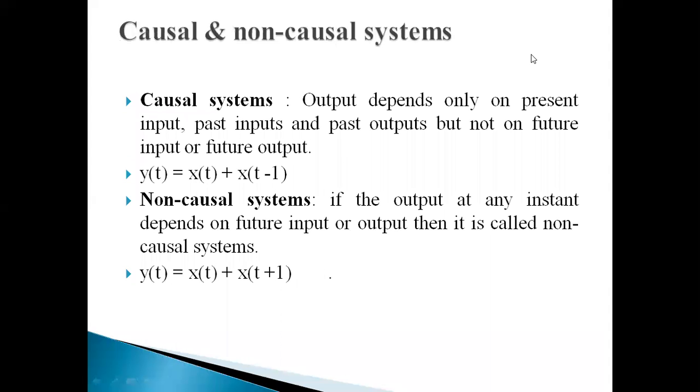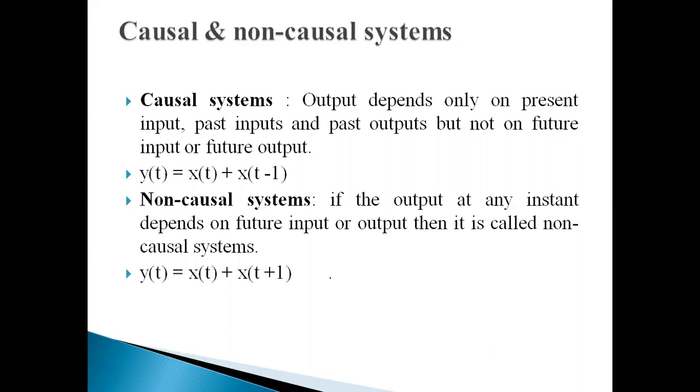Next class is causal and non-causal systems. In a causal system, output depends only on present input, past inputs or past outputs, but not on future input or future output. That means in causal systems, output will not depend on future input or future output. These types of systems are called causal systems, and the example is y of t is equal to x of t plus x of t minus 1. Here we can observe that output depends on present input as well as past input, but not on future input or output. Therefore, these systems are called causal systems.